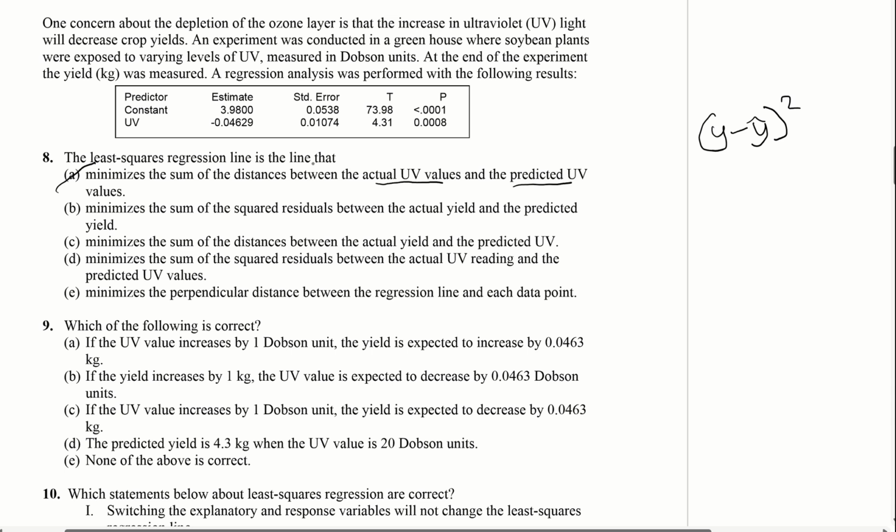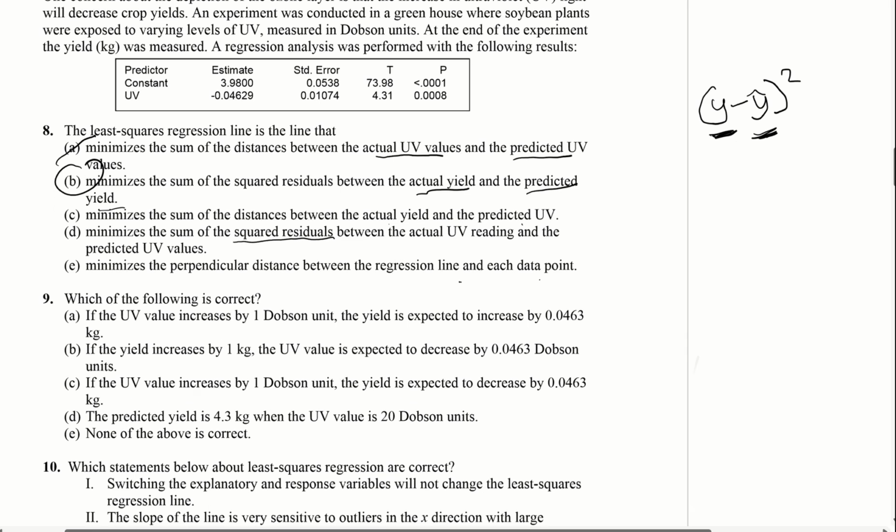All right, so it minimizes the sum of the squared residuals between the actual yield, that's the y, and the predicted yield, that's the y hat, right? That's what we're looking for. The sum of the squared residuals of that. So yes, that is true. Minimizes the sum of the distances between actual yield and predicted UV? No. Minimizes sum of squared residuals between actual UV and predicted UV? No. Minimizes perpendicular distance between regression line and each data point? No. So the best answer is B.